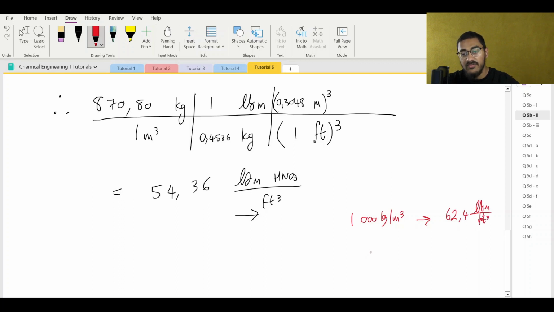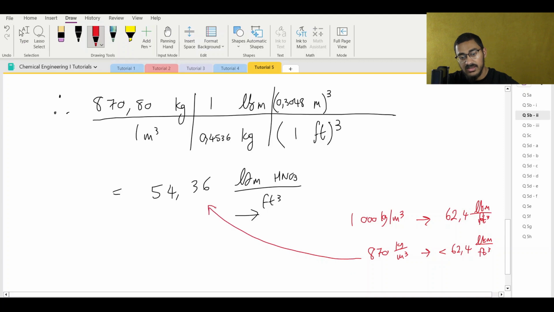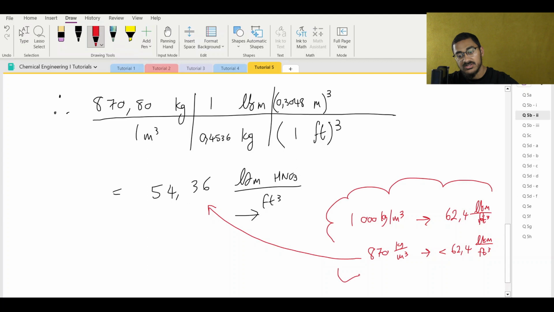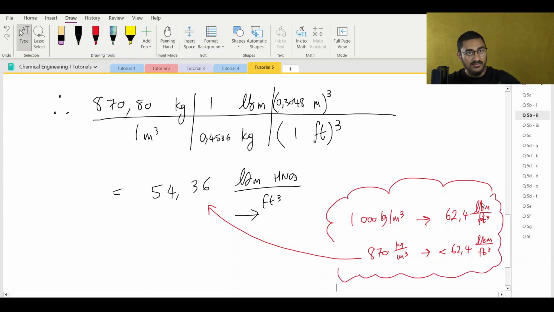Okay, so if I've got a number now like 870 kilograms per cubic meter, then do you agree that my resulting answer should be less than 62.4 pound mass per cubic foot? And if we go across to my answer, it is indeed a little bit less than 62, it's 54. And so I don't know that the answer is correct, but I know that the chances of my answer being correct is a bit higher than 0.